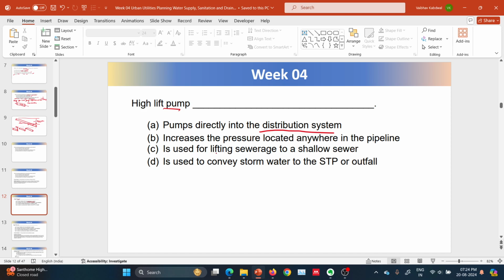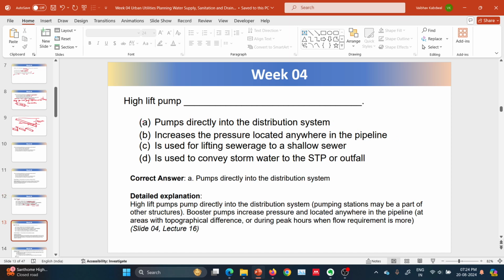High lift pump is used for lifting sewerage to a shallow sewer, is used to convey storm water to STP or outfall. So what is the answer? High lift pumps are used for directly sending the water into the distribution system. The answer is A. So they will directly discharge the water into the distribution system. So that's why the name is high lift. High lift means from service reservoir, they will directly lift the water to the whole distribution system.